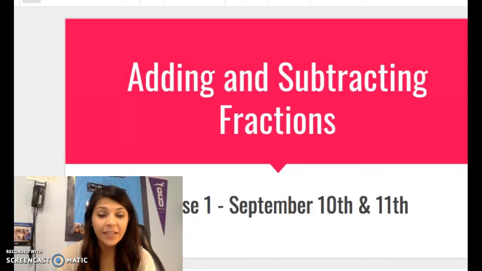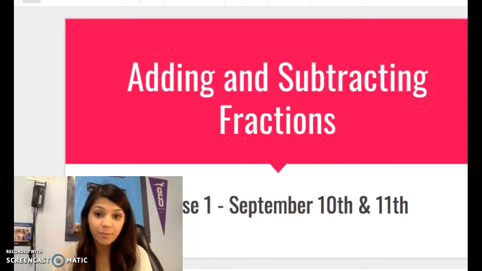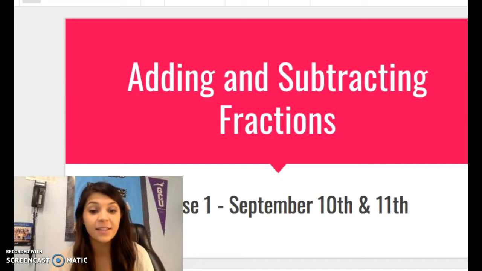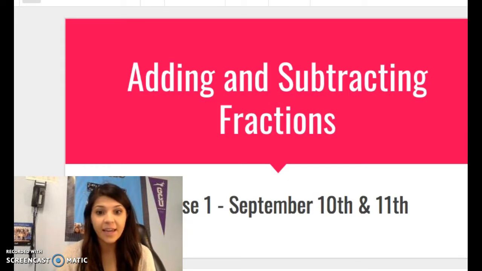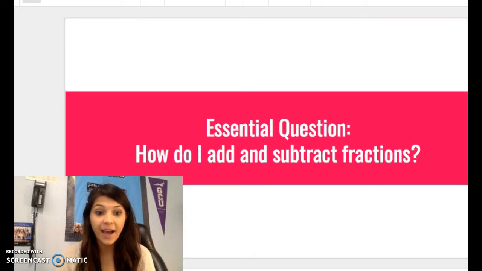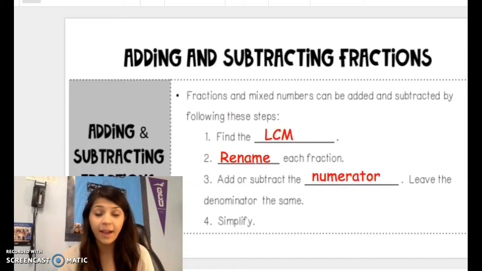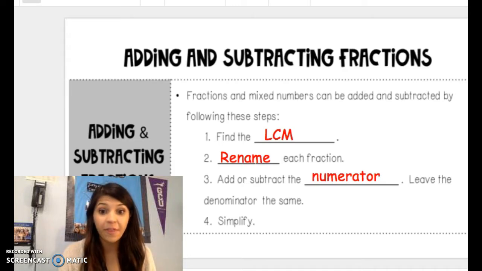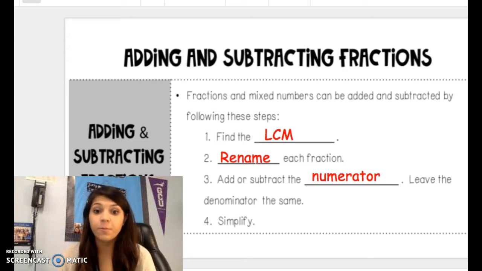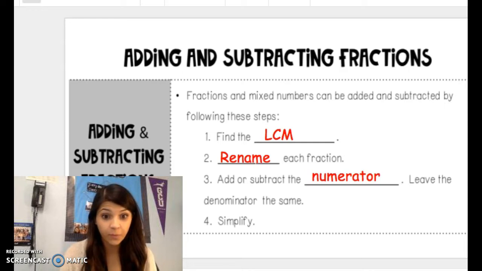Now I just wanted to go over some adding and subtracting fractions rules. That way if you're stuck at home trying to do your homework, you have a little bit of direction on how we do this. So our essential question for the day was, how do I add and subtract fractions? And on the take-home paper that I gave you for your note-taking, I have all the rules listed out for you. Our first rule with adding and subtracting fractions is we want to find the least common multiple.